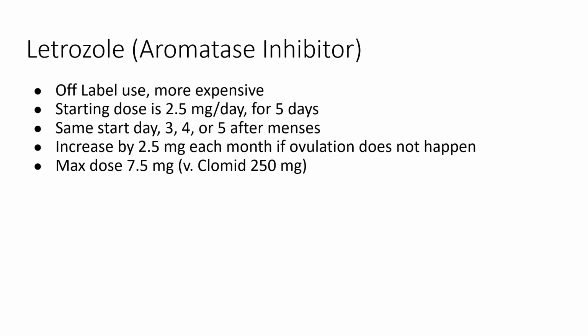The letrozole is an off-label use. It's more expensive. The starting dose is 2.5 milligrams a day for 5 days. Same start date, day 3, 4, or 5 after menses. So not after they are finished, but day 3, 4, or 5 of the cycle. Increase by 2.5 milligrams each month if ovulation did not happen, up to a max dose of 7.5.